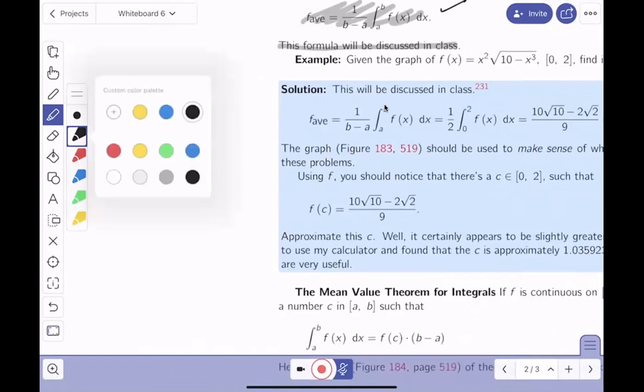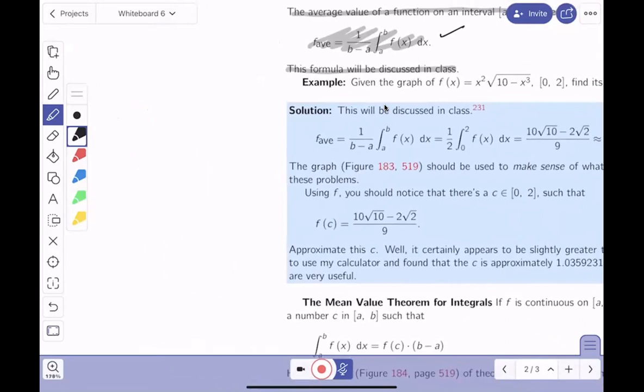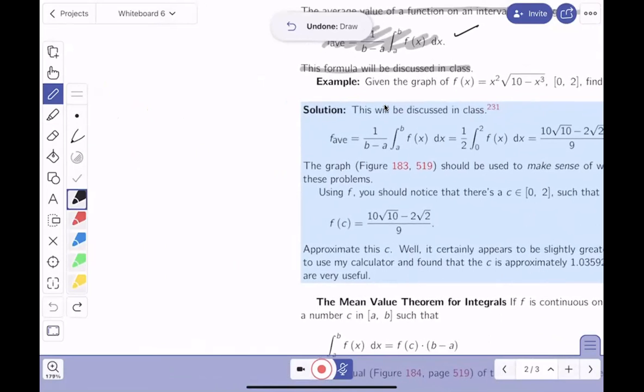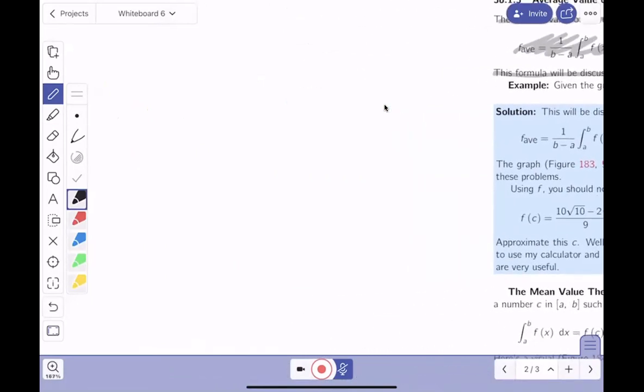I'm going to write down this formula. What's the formula going to be? Well, it's going to be this. Let's see if we can do it. F average, whoops, I did it again. Let me push this over a little bit. I'll come back to it in a second.